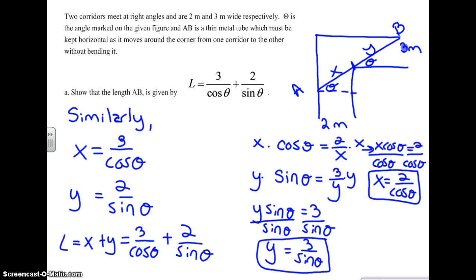So for part A, it is really just matching what my picture is telling me to what they're asking me to prove as the length. So how do we set up the information for the length? Now I want to actually figure out what the longest tube that I could possibly fit around the corner could be.